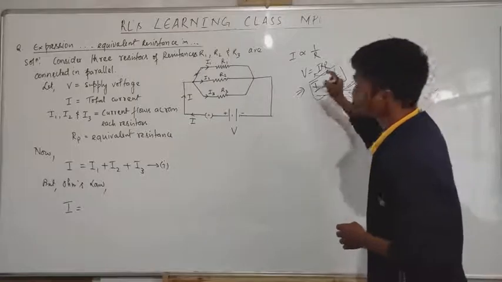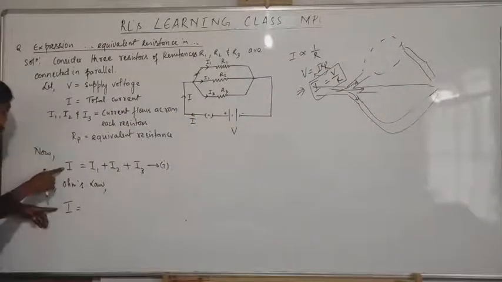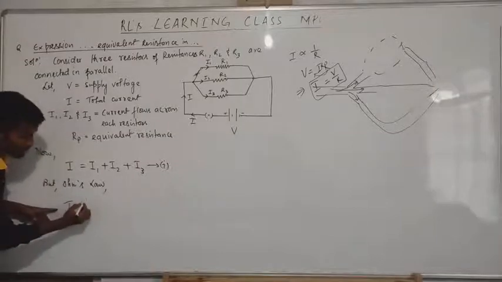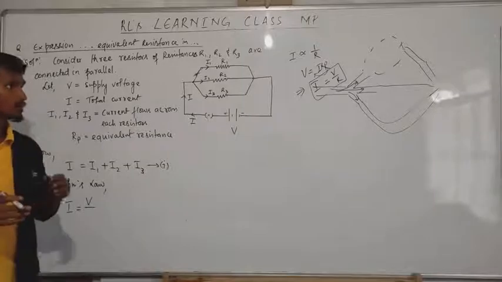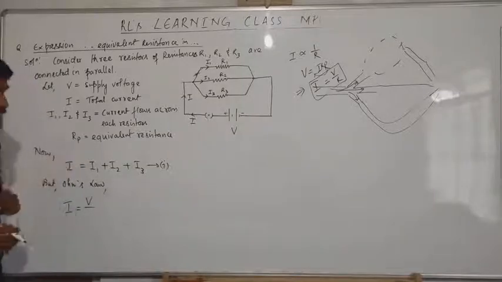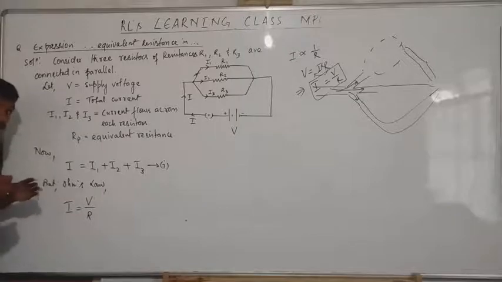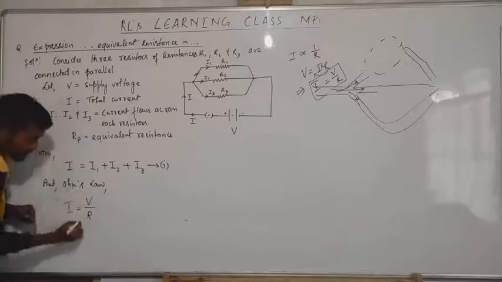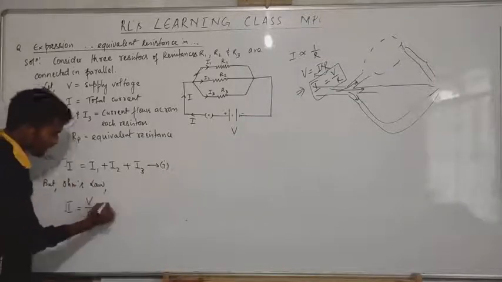Then I is equal to V by R. Here, this I is the total current. V does not change, whether total or separate; V will remain the same. Then V by R, where R has to be the total. What's the total here? RP, the total resistance in parallel.